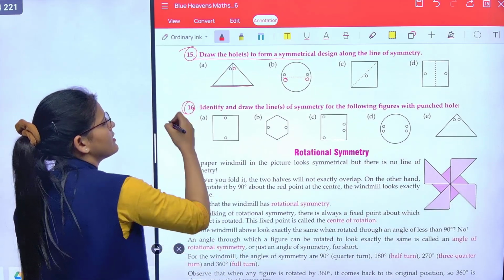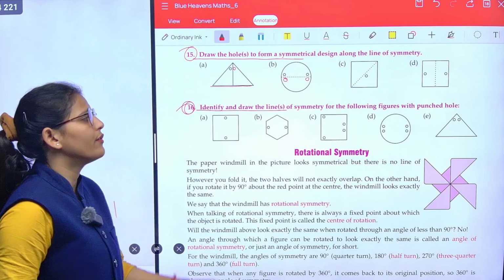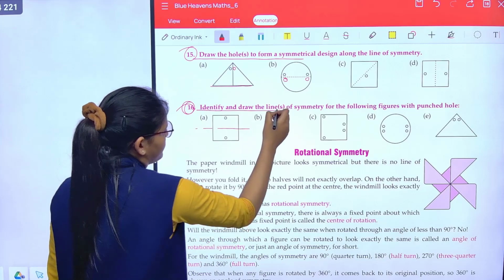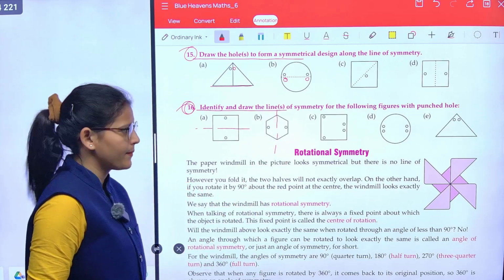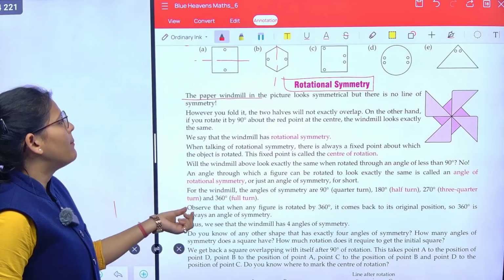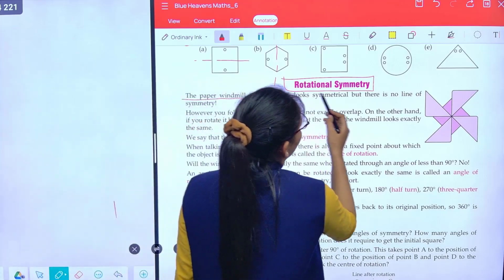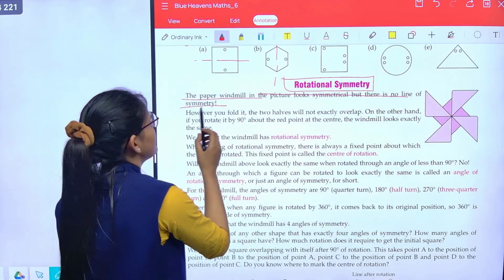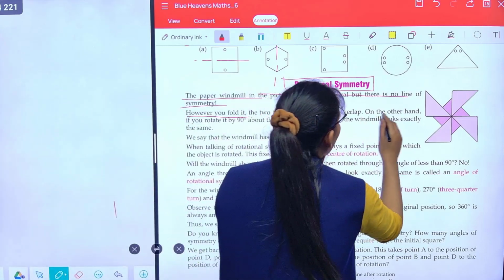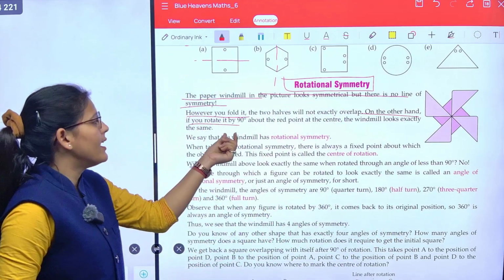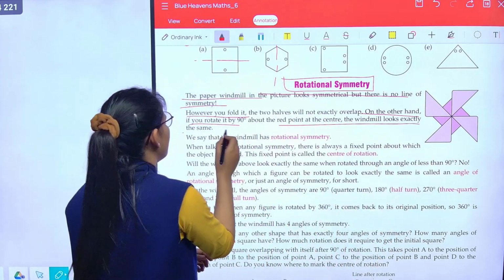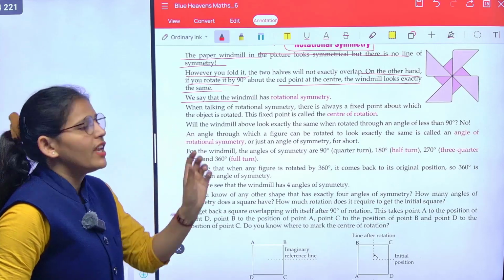Come on, question number 16. Identify and draw lines of symmetry for the following figures with punched hole. Class, punched hole. Okay class, rest of the part do yourself. Come on, rotational symmetry. The paper windmill in the picture looks symmetrical but there is no line of symmetry. However you fold it, the two halves will not exactly overlap. On the other hand, if you rotate it by 90 degrees about the red point at the center, the windmill looks exactly the same. We say that the windmill has rotational symmetry.